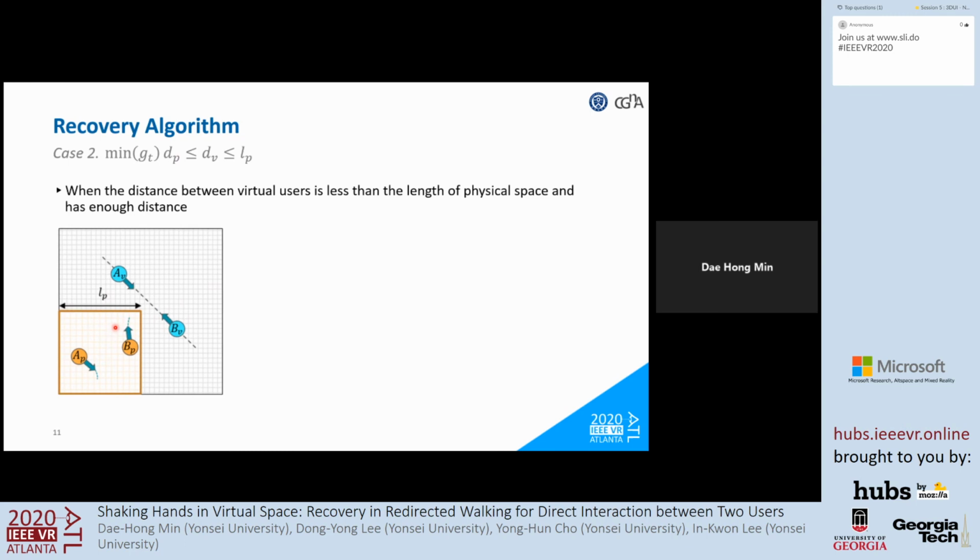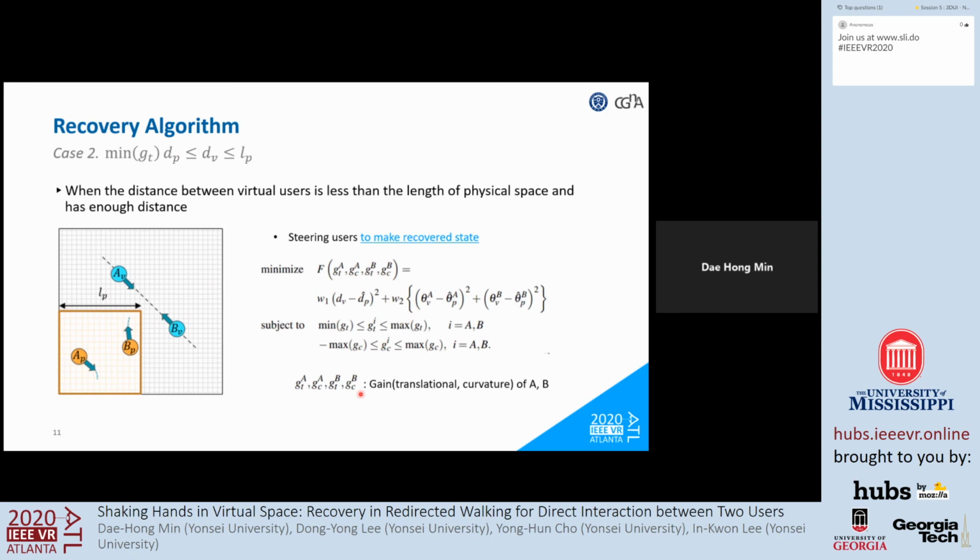Through the following equation, gain values of two users are obtained and applied in the optimal direction to satisfy the required condition. Looking at each term in the formula, it is set to set the optimized value in the direction that satisfies each recovery condition. By solving this quadratic programming problem, we can get the optimal gain value to quickly make the recovered state for each user.